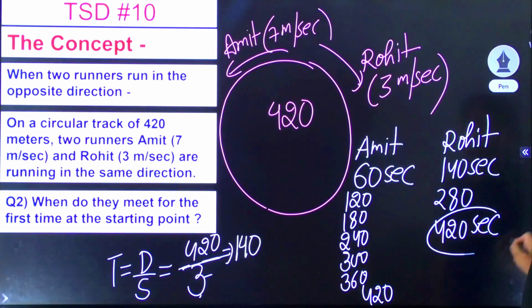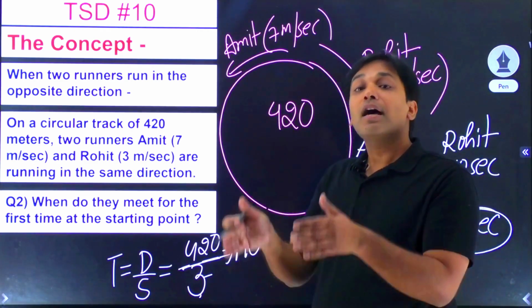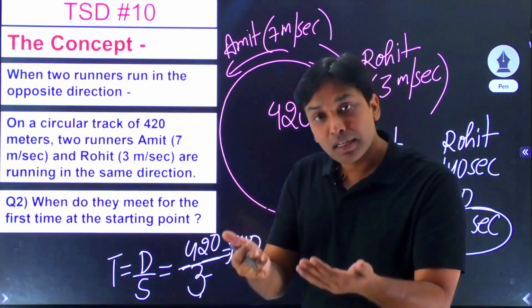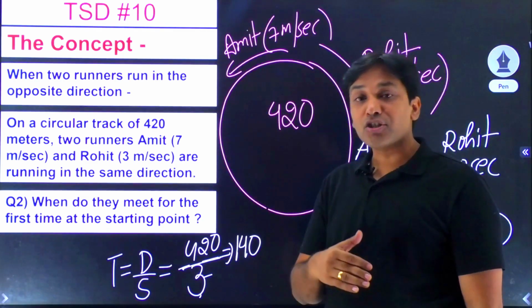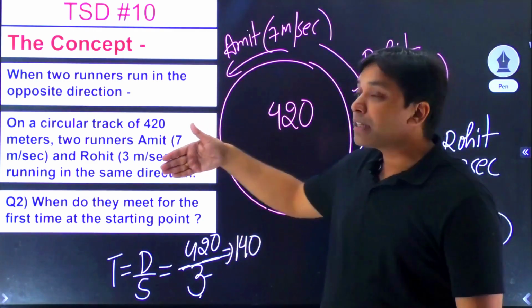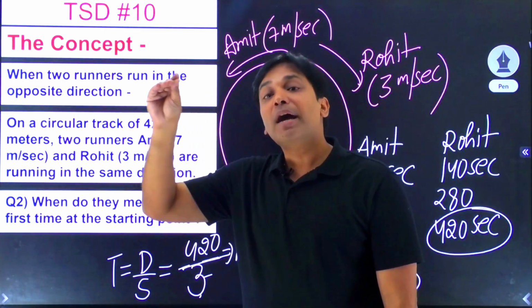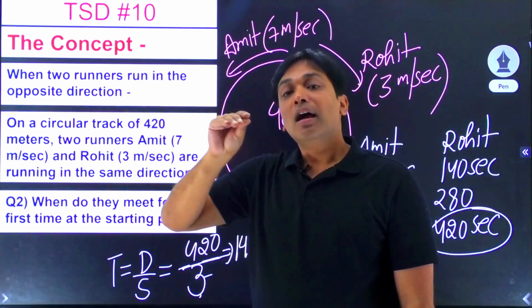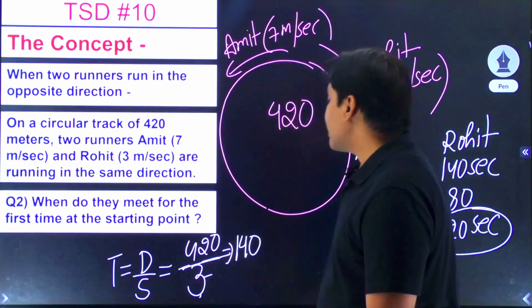So after 420 seconds, Amit and Rohit, they both are at the starting point together. ये बात आपको समझ में आई. So आपको इस पे क्या करना चाहिए था? You will have to find out what is going to be LCM of time taken by these individuals to reach at the starting point. वो आप निकाल दोगे, आपका काम खत्म हो जाएगा.